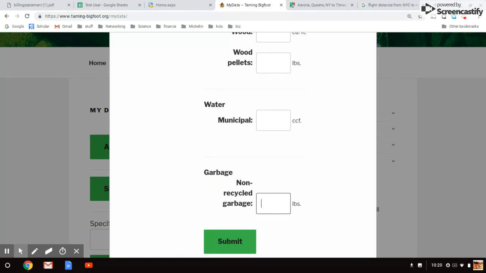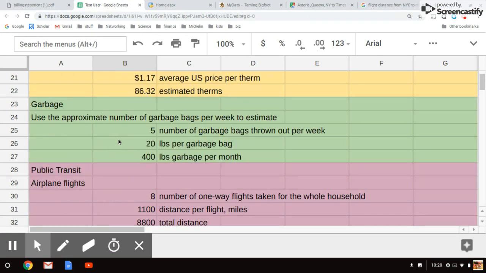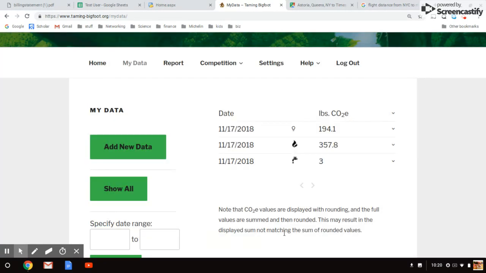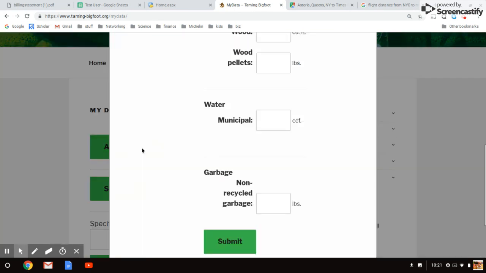Garbage. How on earth do you know how much garbage you produce? All right, so suppose that test user knows they take about 5 bags to the curb every week. It's about 20 pounds per garbage bag, otherwise the bag would break and spill. So it translates to about 400 pounds of garbage per month. Okay, very good. We put in 400 pounds. Okay, that's not negligible. Probably worth putting that in.